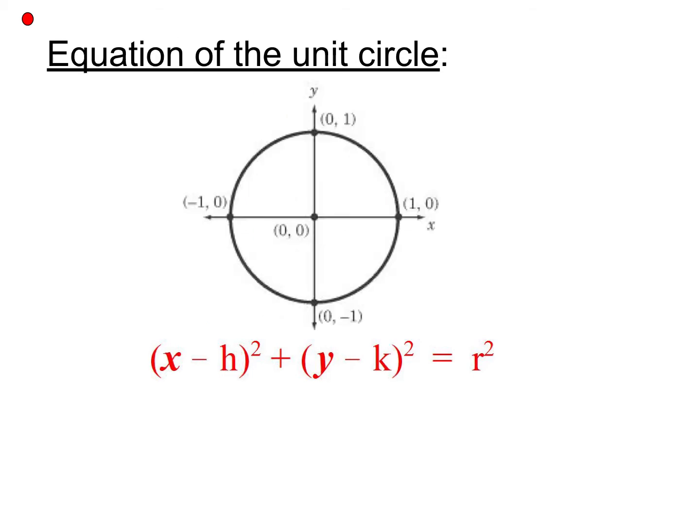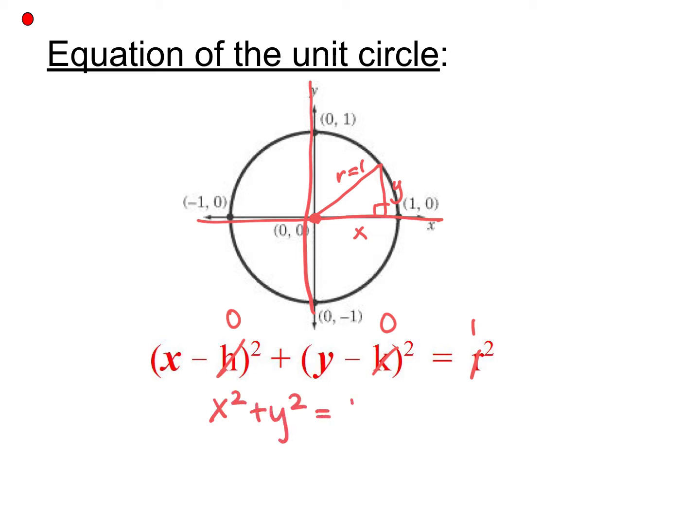Now, if we think about the unit circle we can put on a coordinate plane, the center of the circle is at 0, 0. So if I replace the h and the k with 0, 0, and we also know the radius of the unit circle is equal to 1. We got that from when we developed the unit circle. We said this is x, this is y, and the radius was 1. So we could replace the r with a 1. Now if I simplify that, I have x squared plus y squared equals 1 squared.